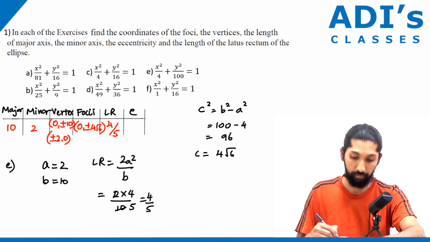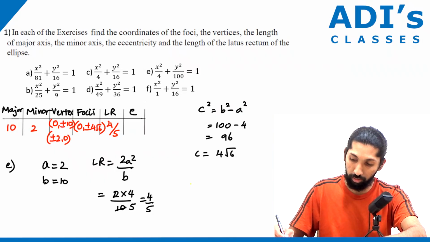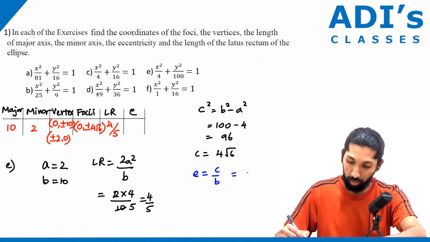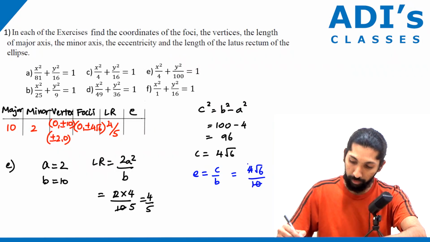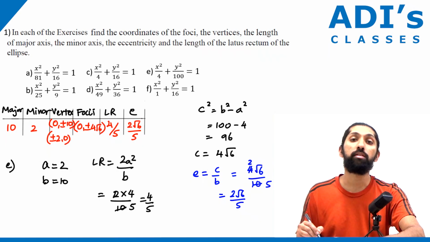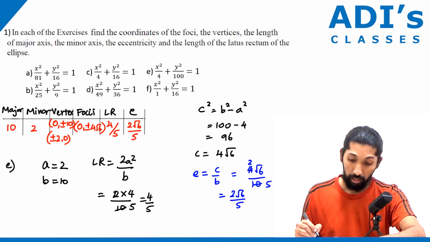Now eccentricity, we have E is equal to C by B. So C value is 4 root 6 divided by 10, 2 and 5. So 2 root 6 divided by 5. So E value is 2 root 6 divided by 5. This is going to be the value of eccentricity. Fair enough? Now let's do the last one, the sixth one in this one.